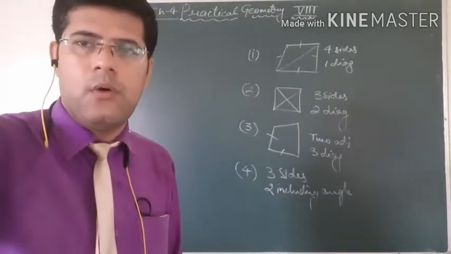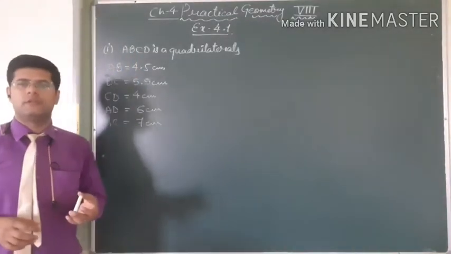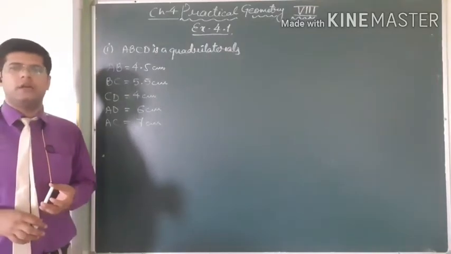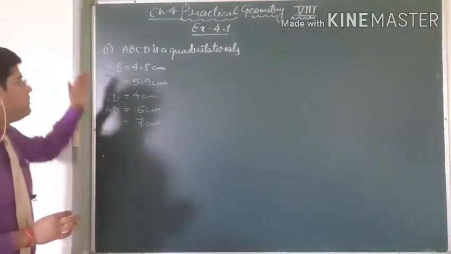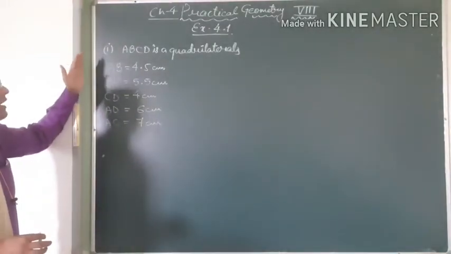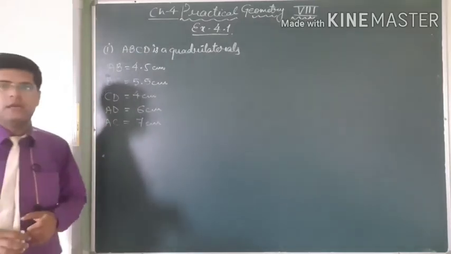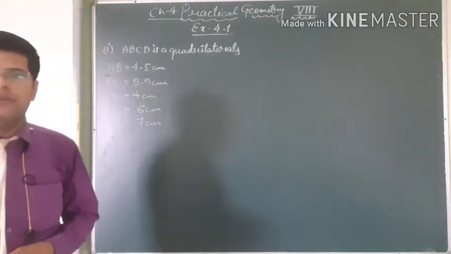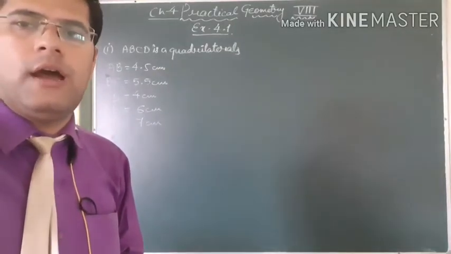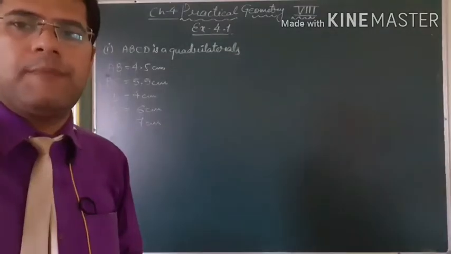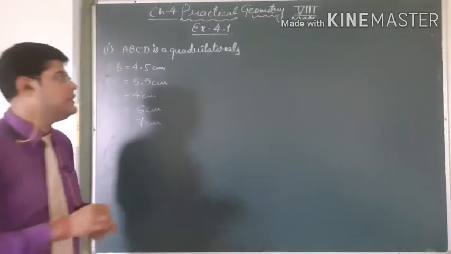Okay students, now note this down. In question number 1, ABCD is a quadrilateral where AB is given as 4.5, BC 5.5, CD 4, AD 6 and AC 7. These are the measurements given in our first sum. Now you have to learn which type of data is given. Here 5 measurements are given. So firstly, make a rough figure.